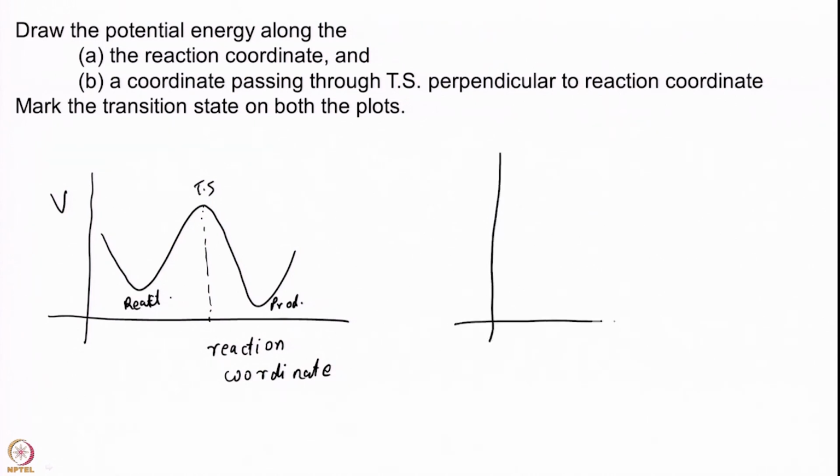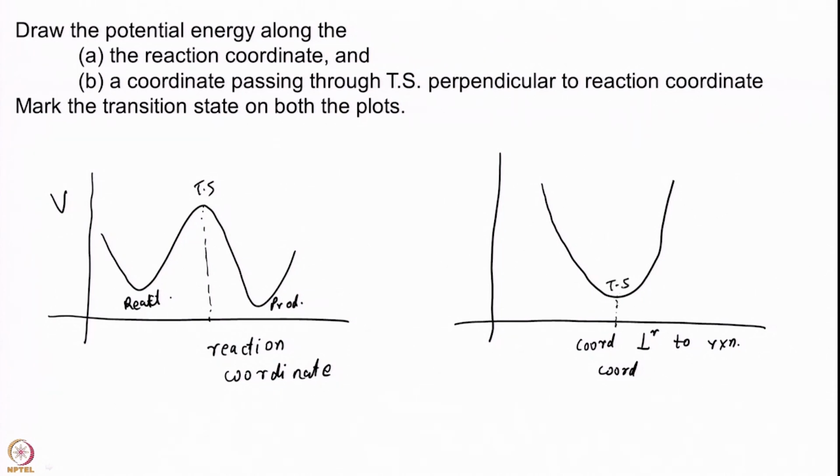So, this is your very familiar figure. However, what I want you to also understand from this course is that if I choose a coordinate perpendicular to reaction coordinate at the transition state, I will get an energy surface that is going to look like this, and this is my transition state. Okay. This is a very important concept.